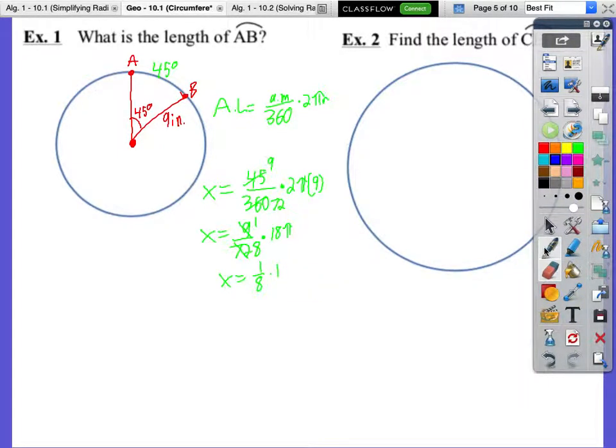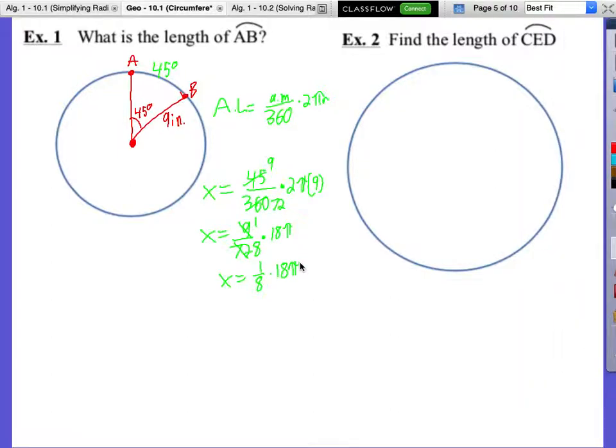How did I get what? Which part? 18 pi? Okay, so we had 2 pi times 9. And we can multiply in any order. So what's 9 times 2? 18. So we have 18 times pi. And we'll just leave it as pi right now, okay? Any other questions on how we got here so far?